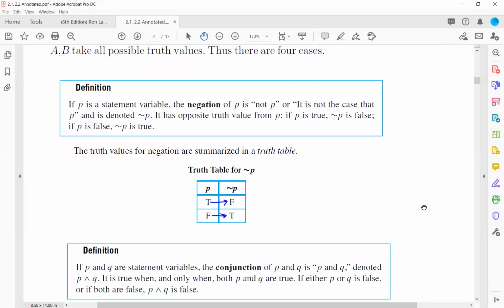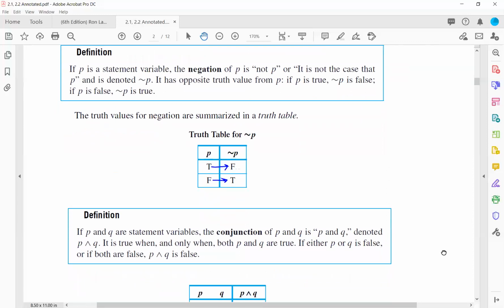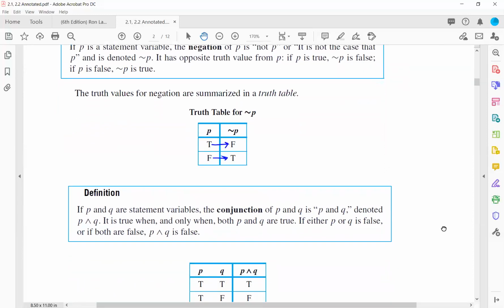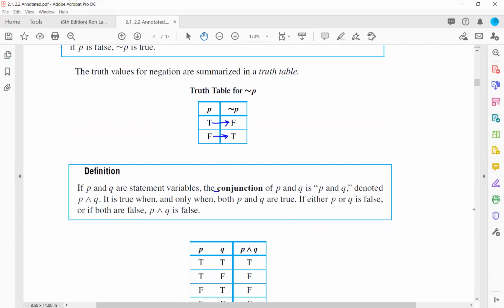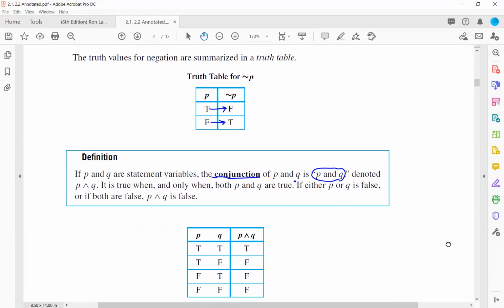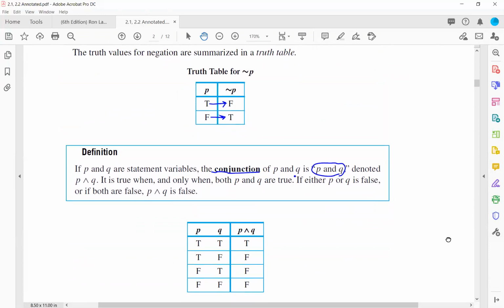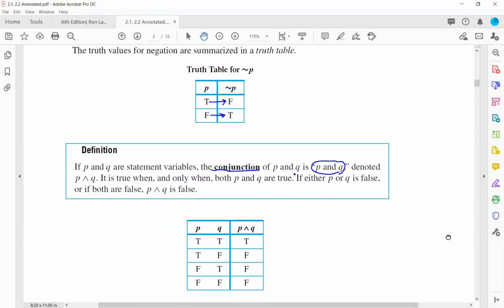What if we have a more complicated statement, like conjunction, or and between two statements? How do we form the truth table? How do we analyze the truth or falsity of the compound statement? Very well. Your statement P can be true. Your statement Q can be true.